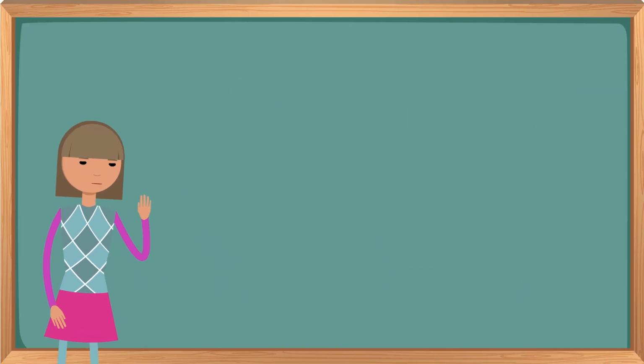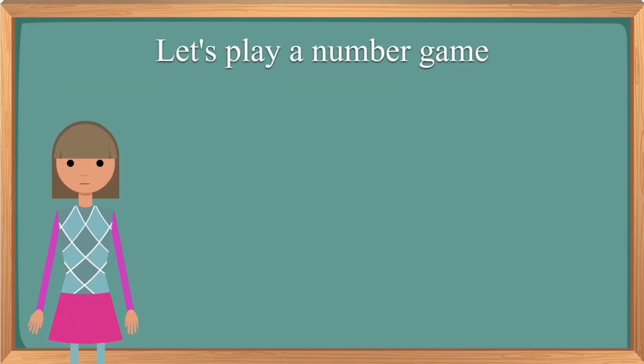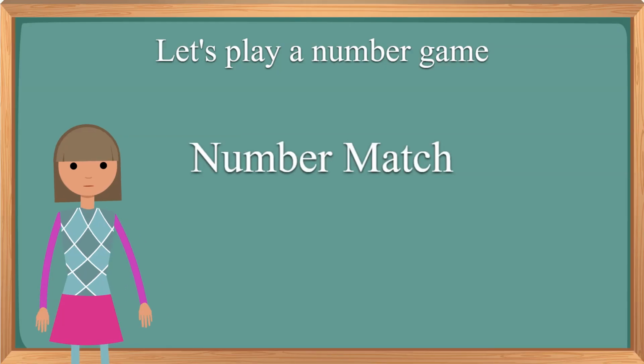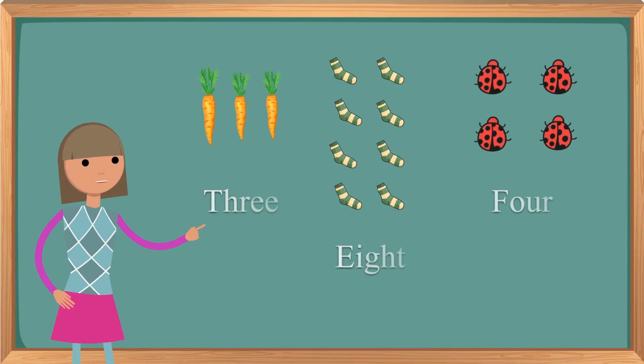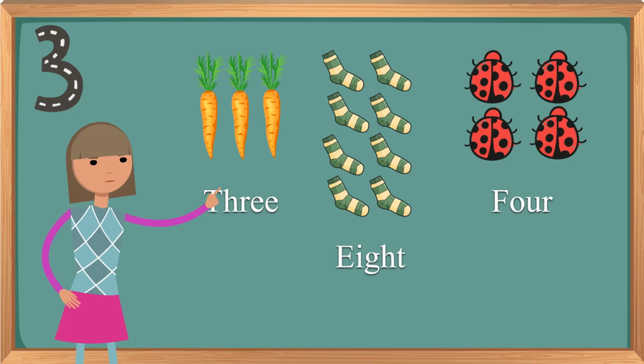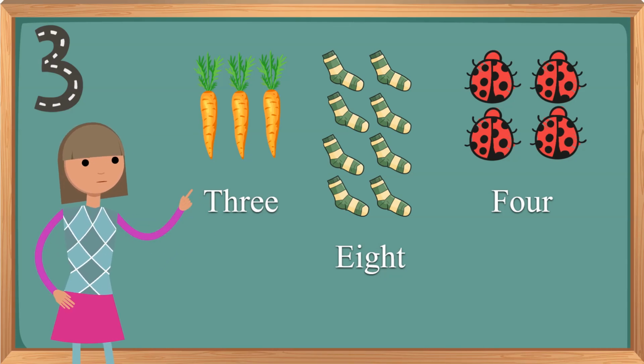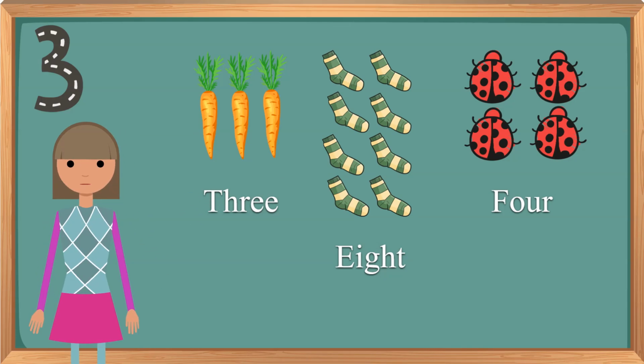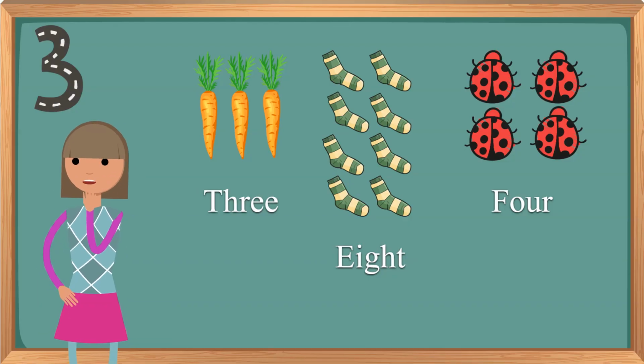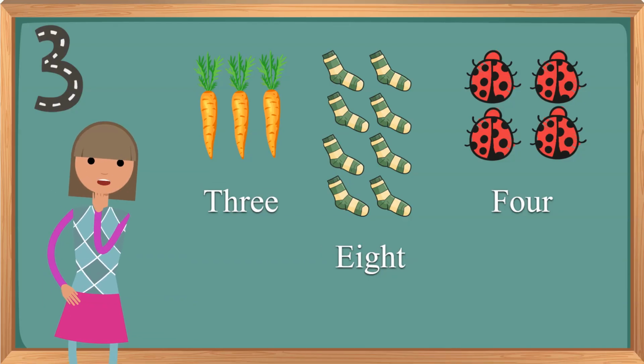Hello, friends! Let's play a number game. It's a number match. You have to match number 3, where you can count 3 things. Where here can you count 3 things? It'll be the ladybugs, the socks, or the carrots.